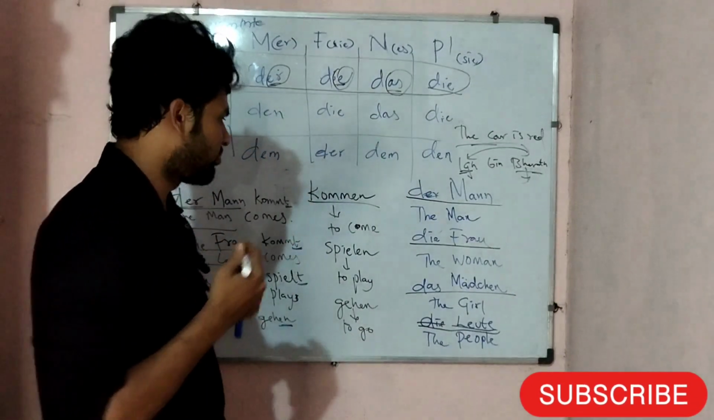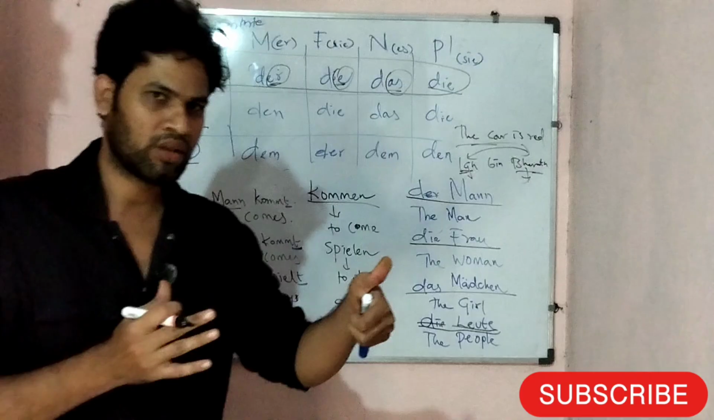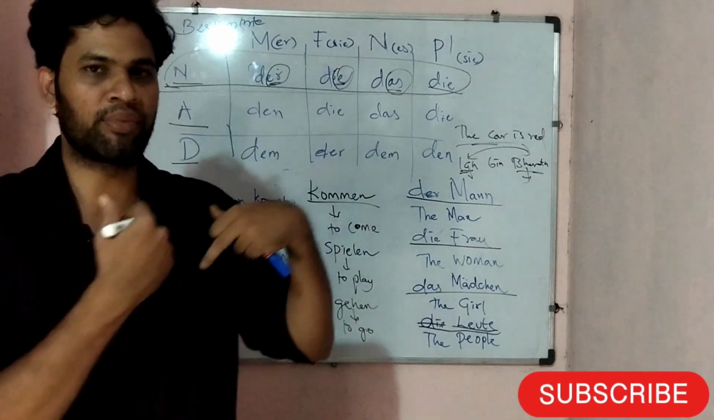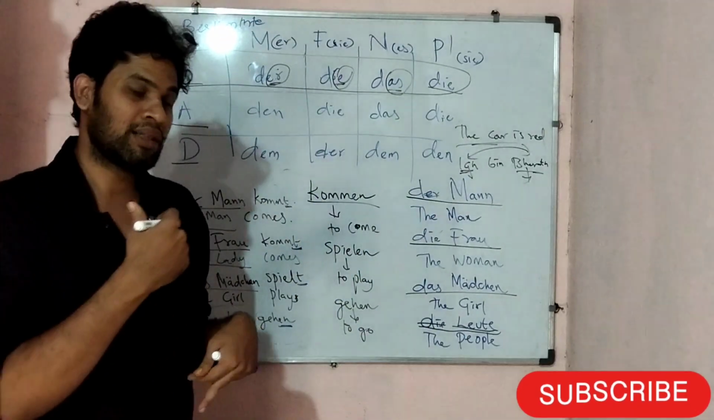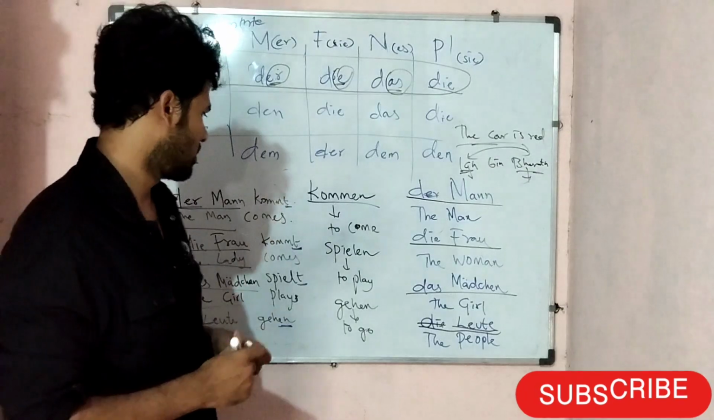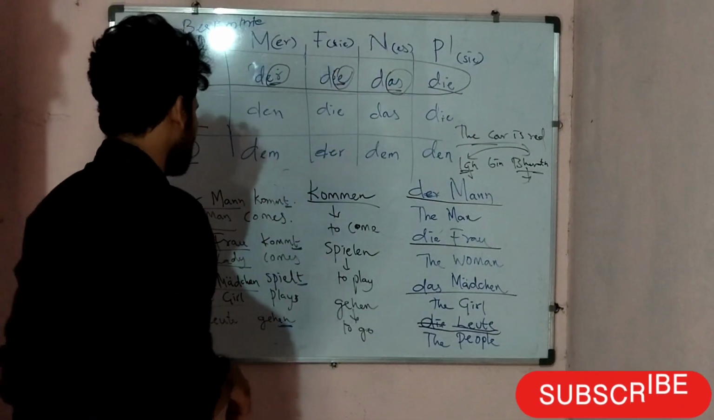If you want something else, for example, I have a book. I am not a book. The book is something different, a different object. So here the book will be the direct object.